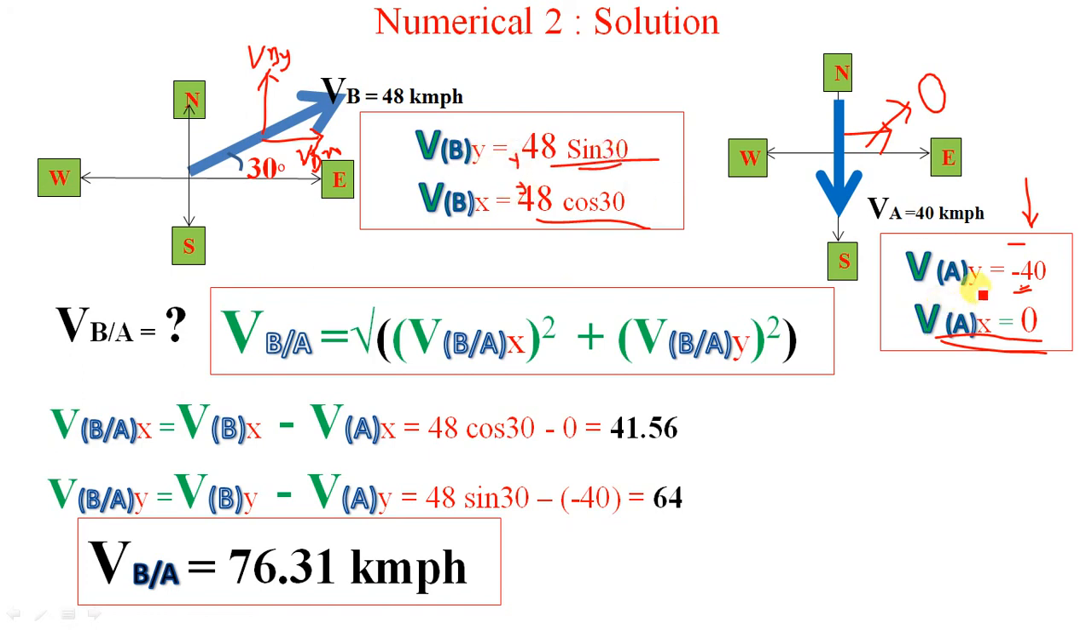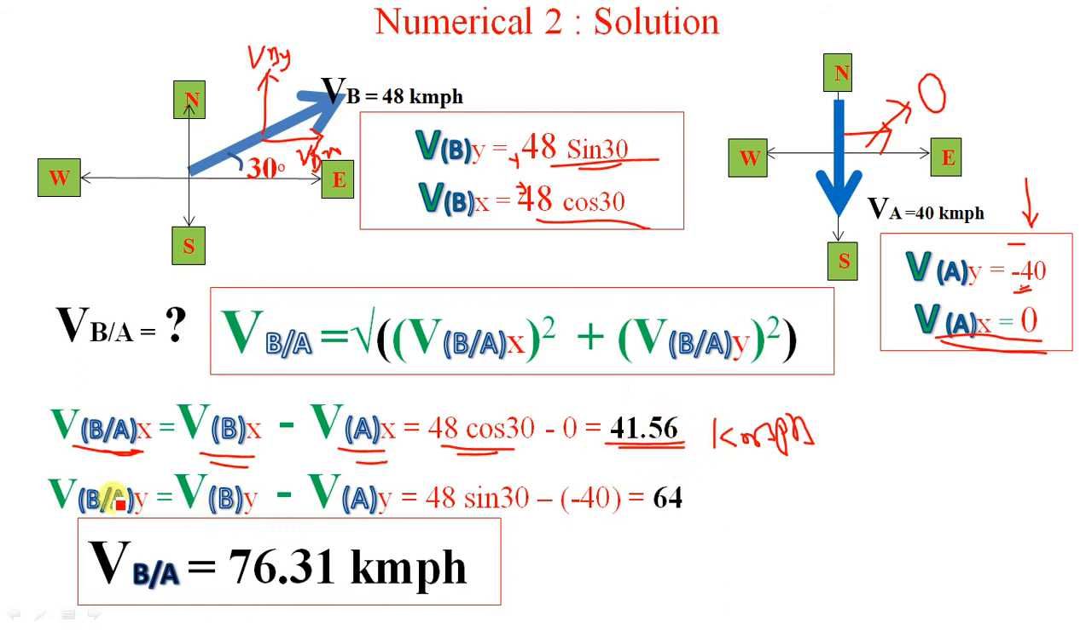Now VAX is known, VBX is known, so we have to find the relative velocity of car B with respect to A in the x direction. Therefore I have written the formula: VBA in x direction, that is the relative velocity of B with respect to A, is equal to the velocity of B in x direction minus the velocity of A in x direction, that is 48 cos 30 minus 0. That will give us the answer 41.46 kmph. This is the relative velocity of B with respect to A in the x direction.